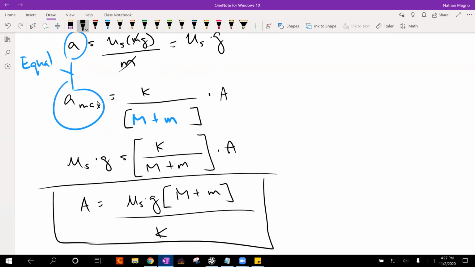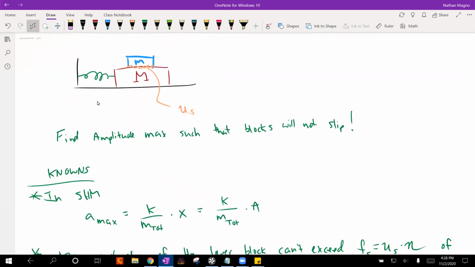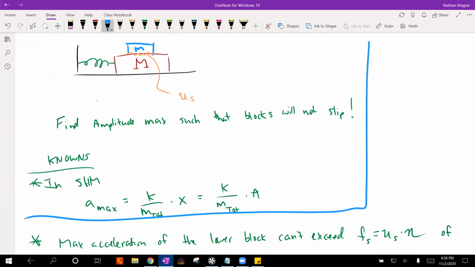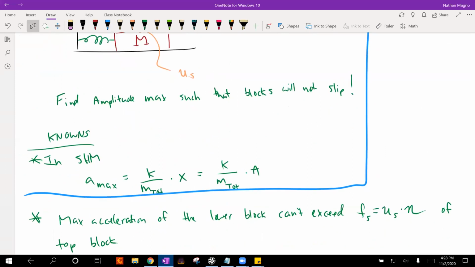So I think Professor Rudy might ask you, like, find the amplitude in terms of mu s, big M, little m, k, and g. And you're going to have to get to this answer based off just these notes right here. That's what I remember from fall 2019. So he might not put the same exact thing, but it's nice to always be prepared, right? Okay.